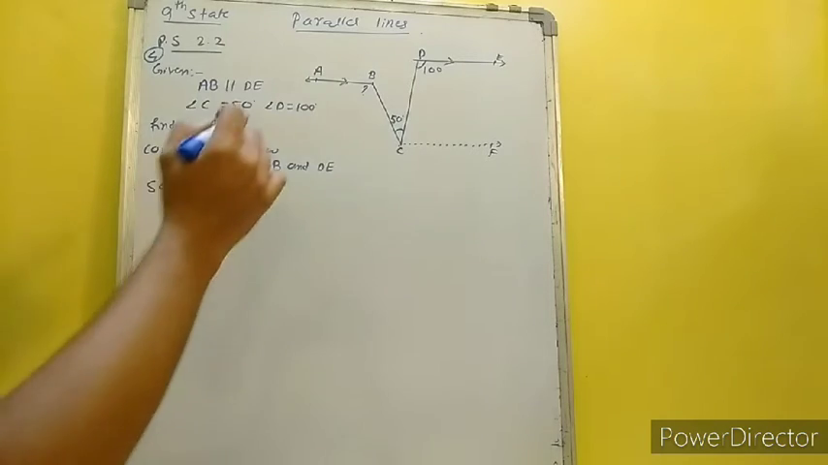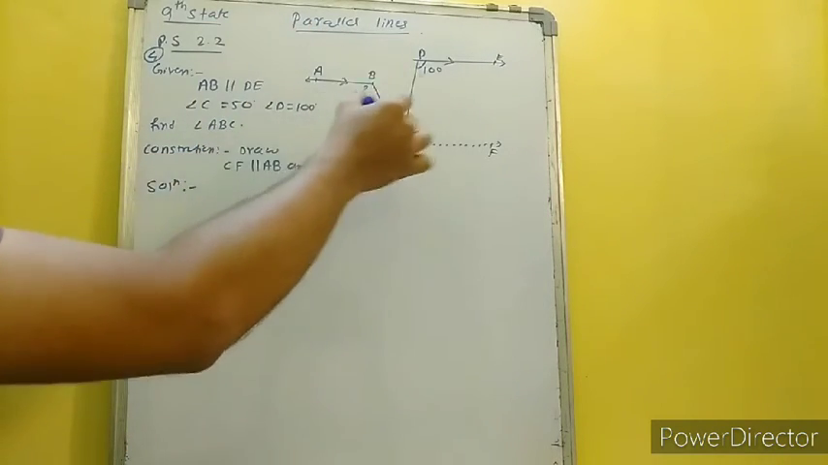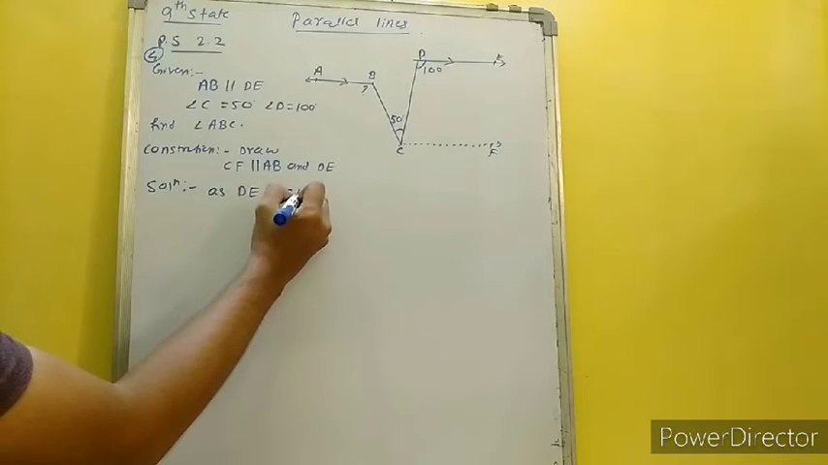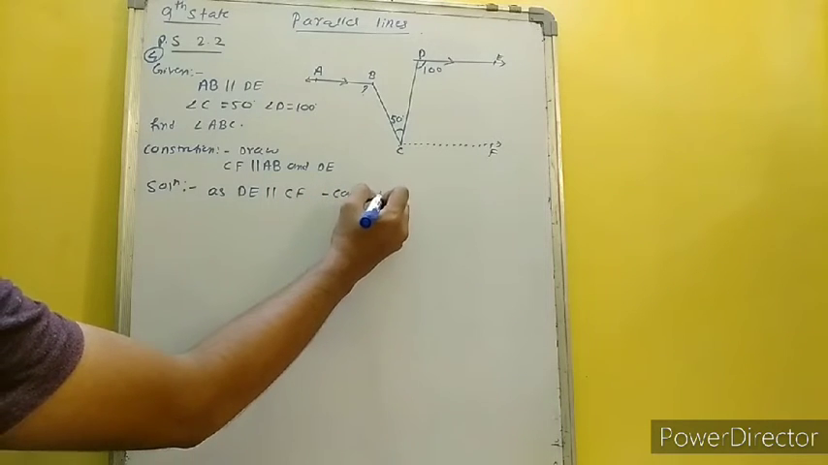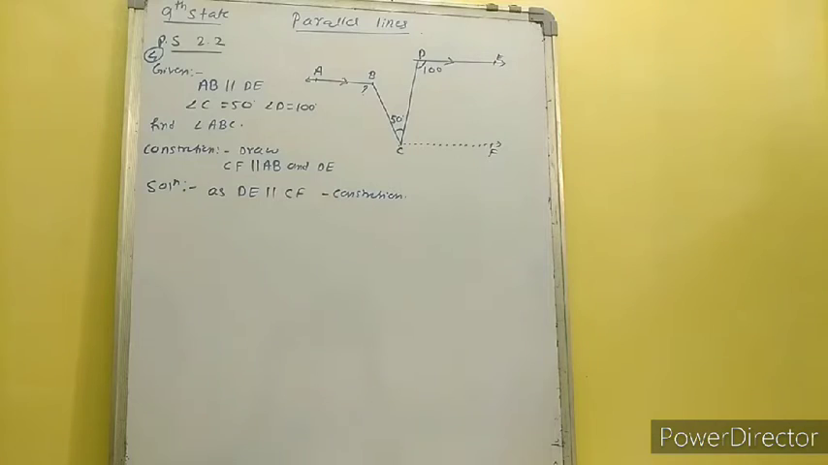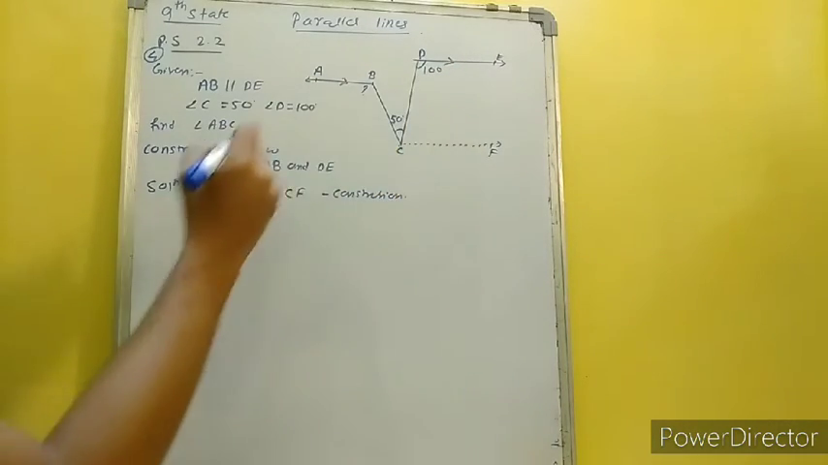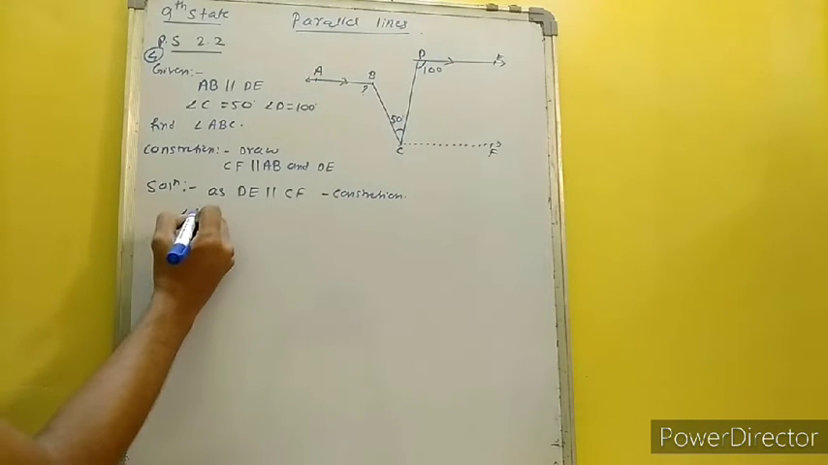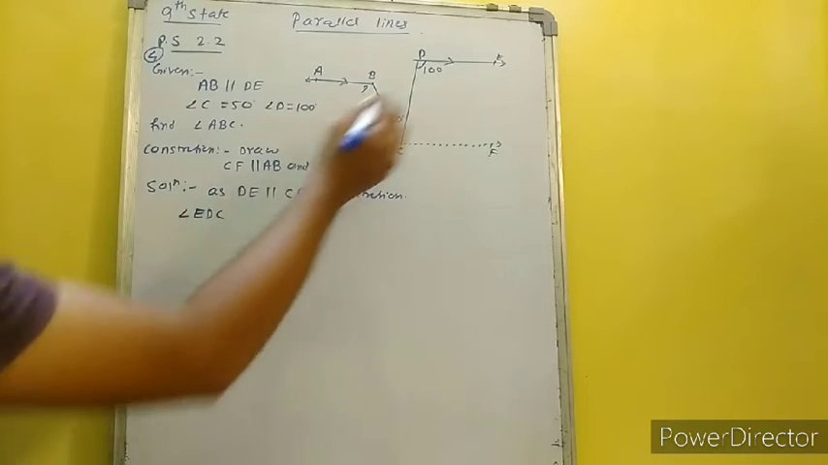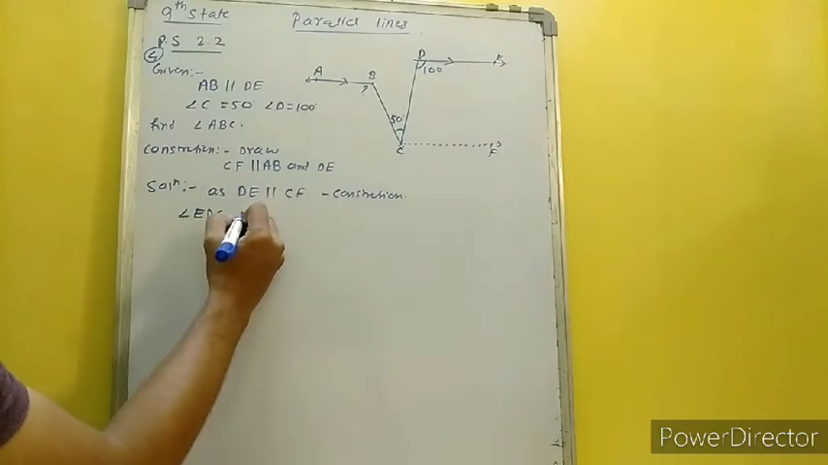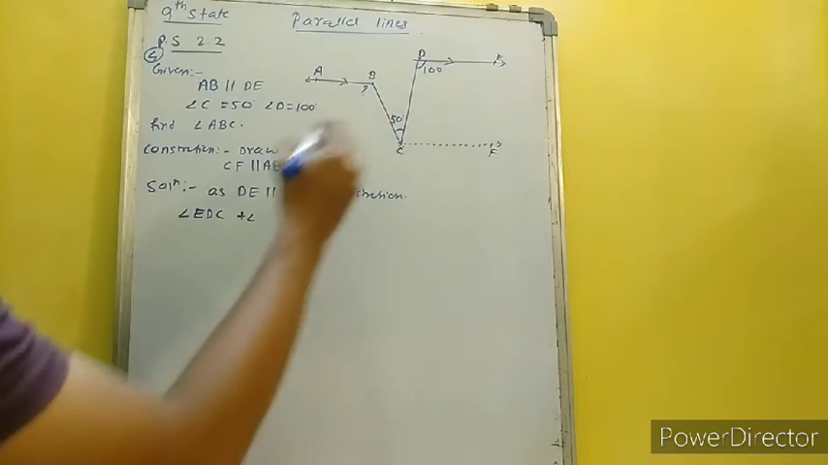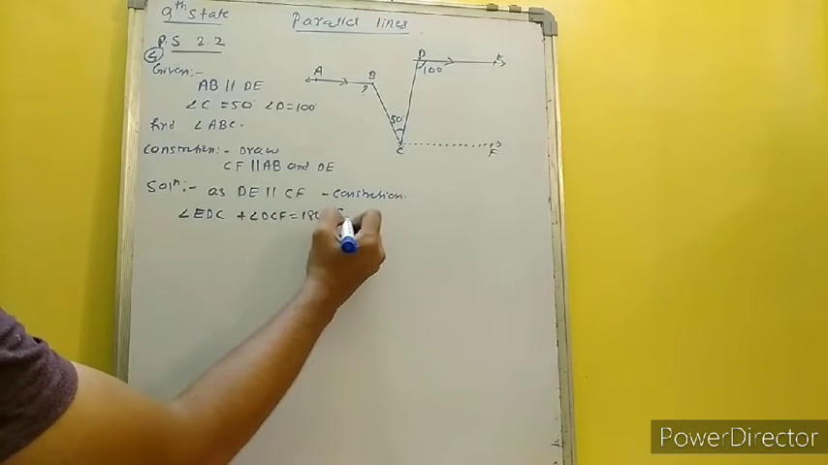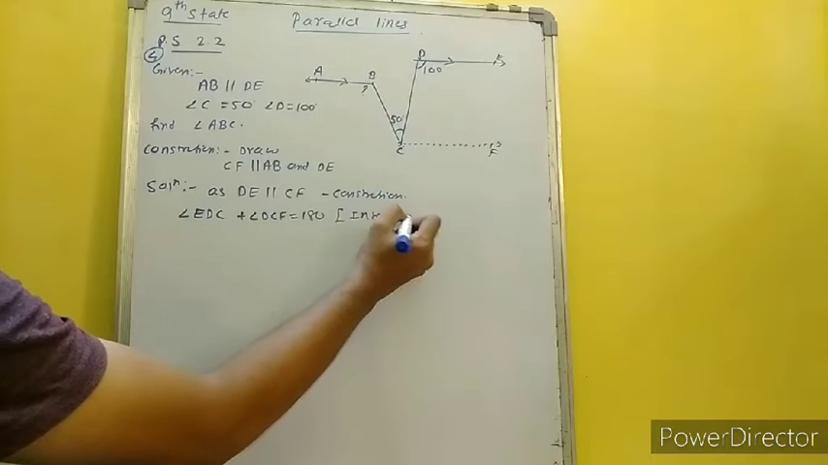Now we need to find angle ABC. It is given that DE is parallel to CF, by construction. So these two lines are parallel, so we can use the interior angles property. Angle EDC plus angle DCF is equal to 180, interior angles.